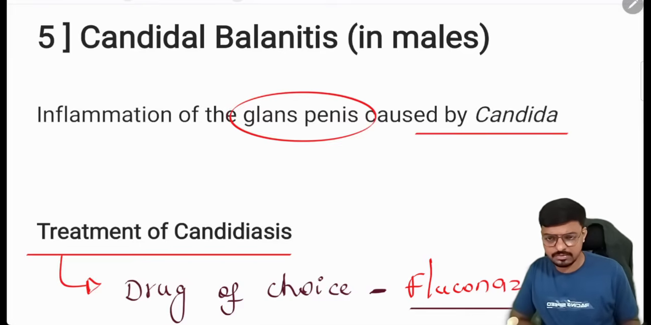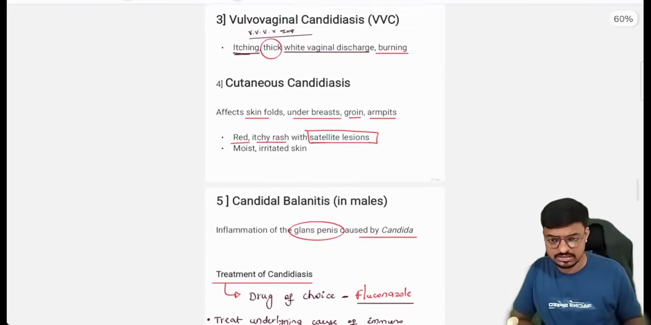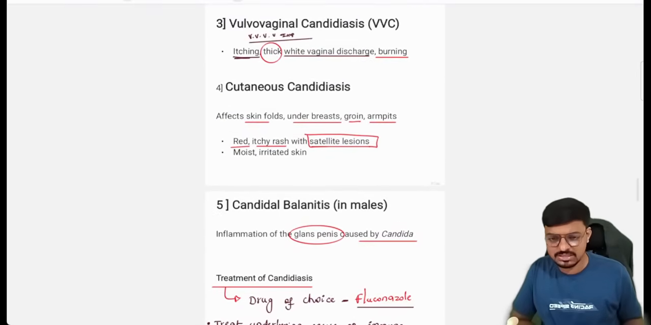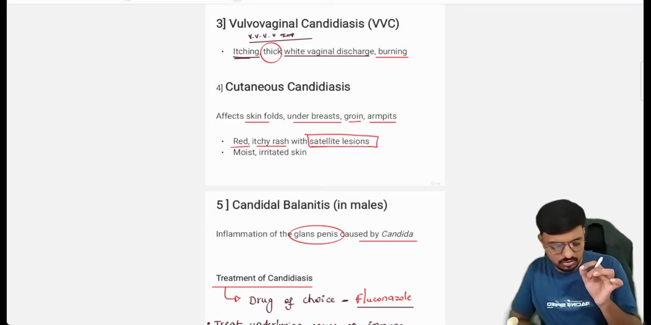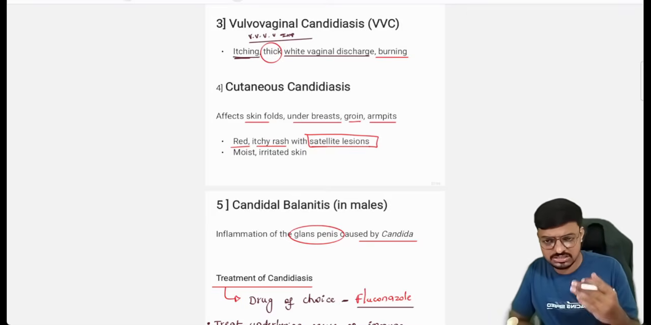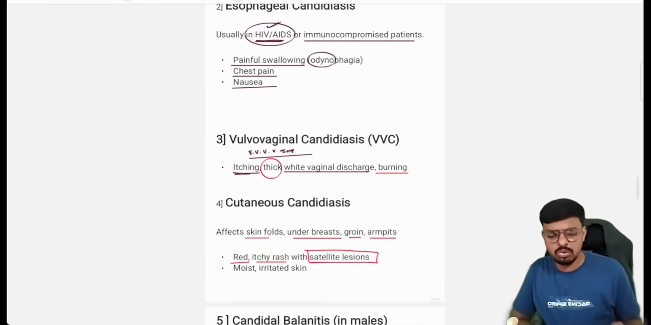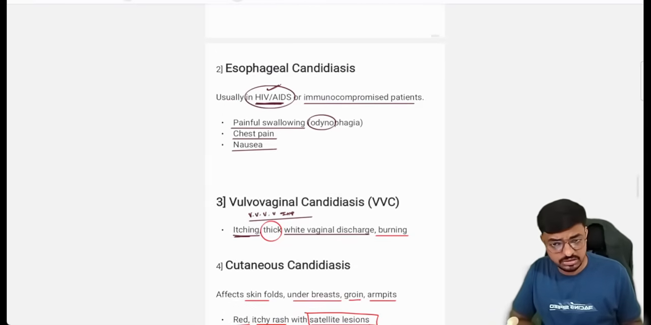So what are the types of candidiasis we have discussed? Let's quickly revise. Candida balanitis is the candidal infection of the glans penis. Cutaneous candidiasis is the candidal infection of the skin, where increased moistness of the skin increases the risk. Vulvovaginal candidiasis has itching and thick white vaginal discharge, which is associated with candidiasis.